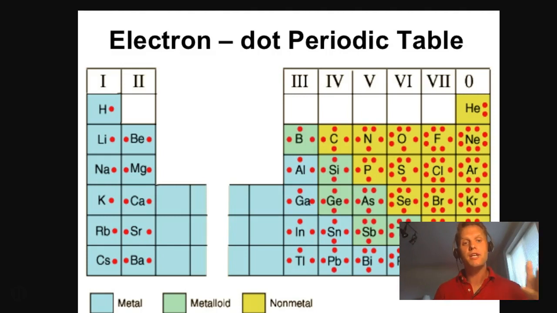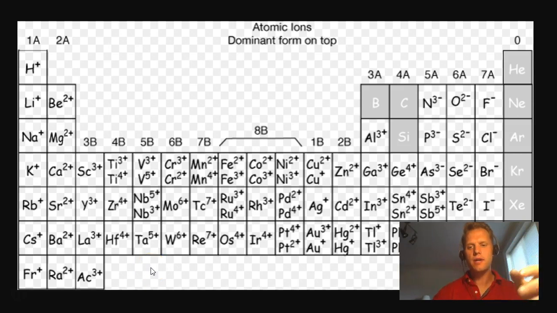So every group will tell you how many valence electrons it will have, but it will also tell you the charge that it will form as an ion. Now here we have another interesting periodic table because this is showing you the charges that it forms for each group. If you're in group 1, you have a positive 1 charge, just like we said, because they all have 1 valence electron.